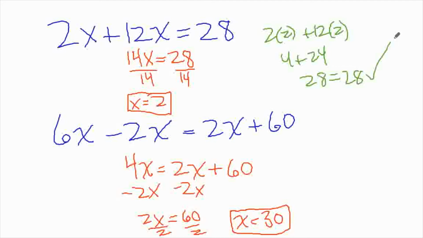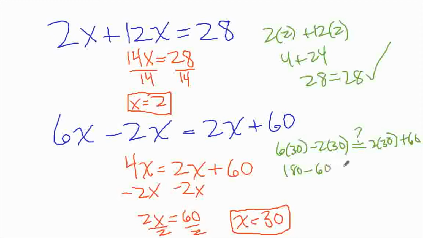Alright, let's do the second one. 6 times 30 minus 2 times 30. Let's see, does that equal, we'll put a question mark, 2 times 30 plus 60? The left side gives 180 minus 60. The right side gives 60 plus 60. The left side gives 120 and the right side gives 120. So we're happy.